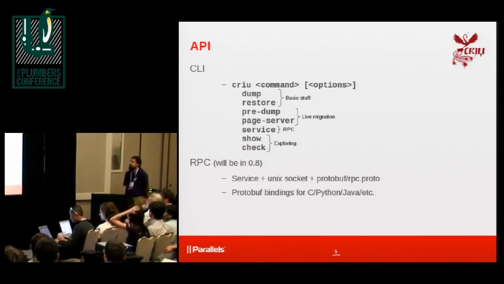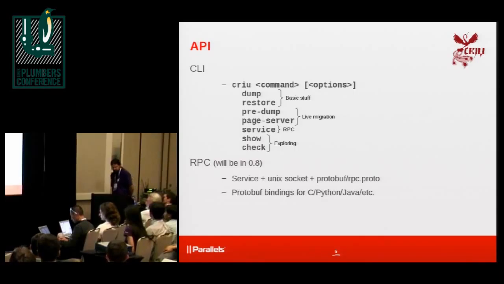And the second way to use CRIU is using RPC. It's not yet in 0.7. It's scheduled for 0.8 or 1.0 if it will be stable enough at that point. It basically includes CRIU service, which listens on a Unix socket and accepts requests encoded using Google Protocol buffers format.